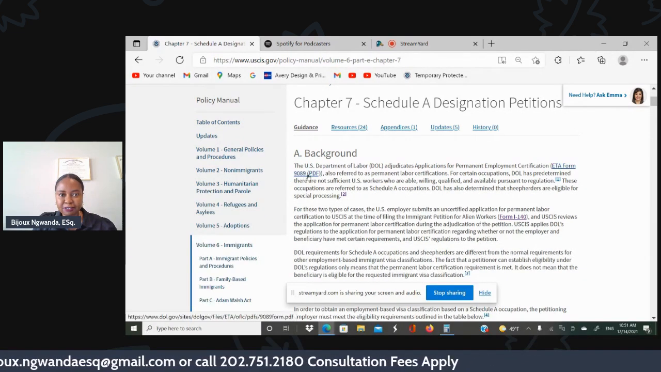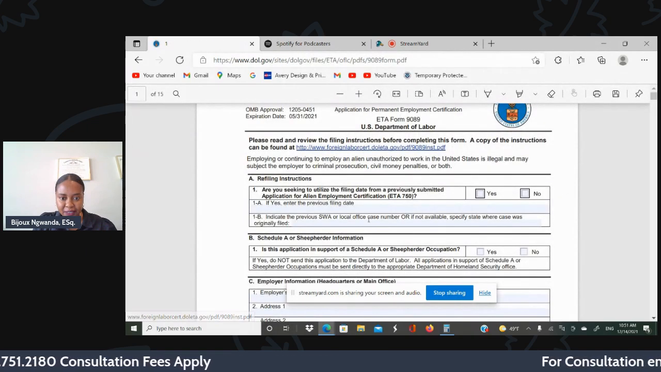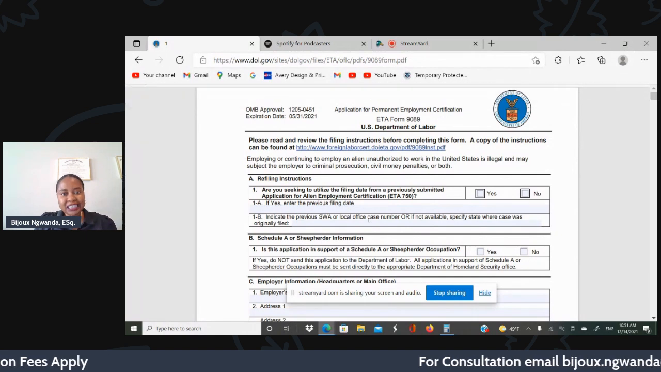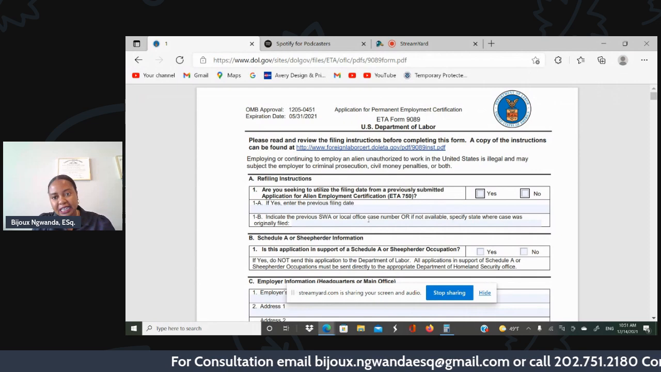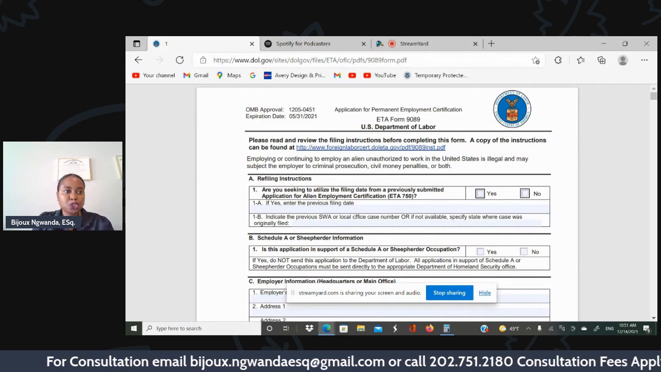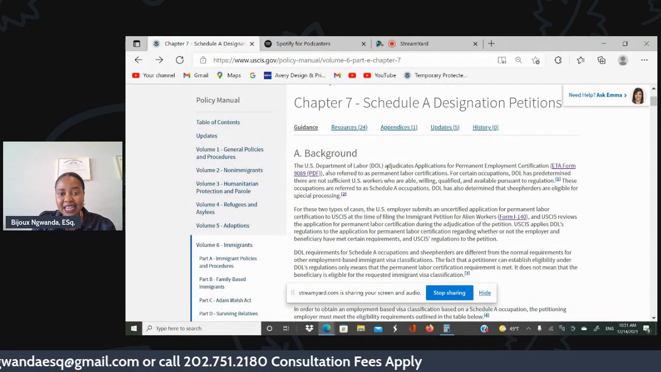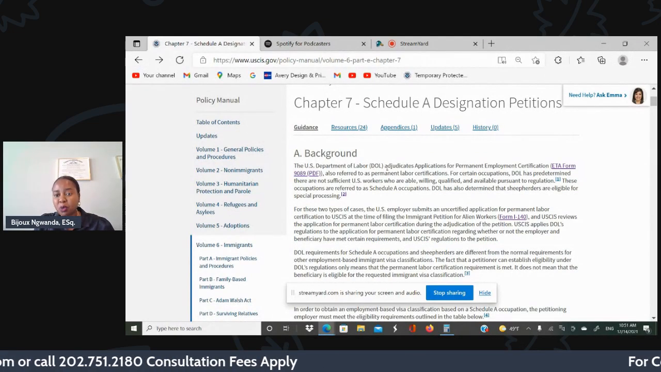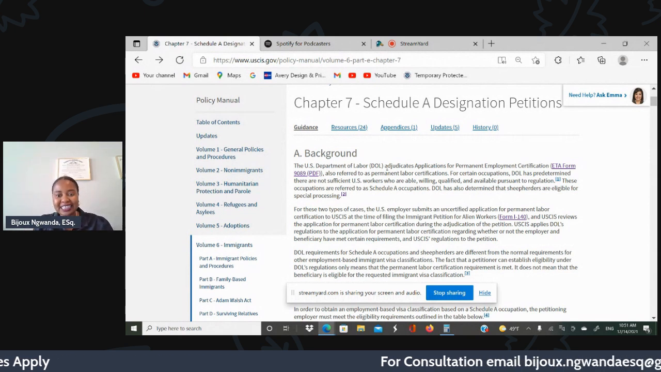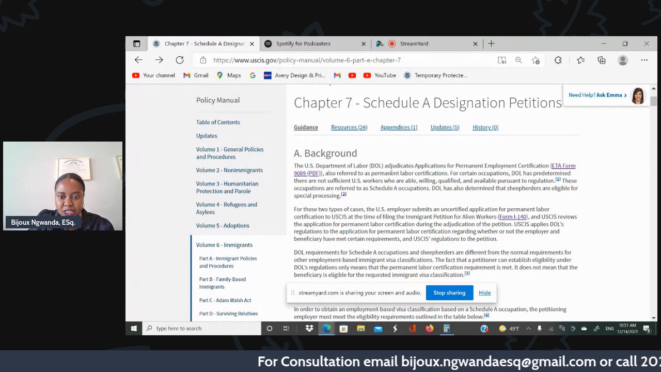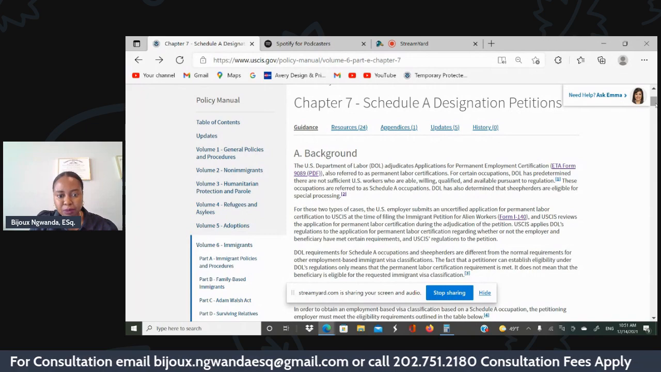If you click here, the form will come up. So basically this is the form. You fill it out already, and you don't send it to the U.S. Department of Labor. You just send it directly with your I-140 to USCIS, because the DOL has already predetermined that you're qualified, okay? But you have to be part of the Schedule A designated petitions. That's exactly what I want to talk about.